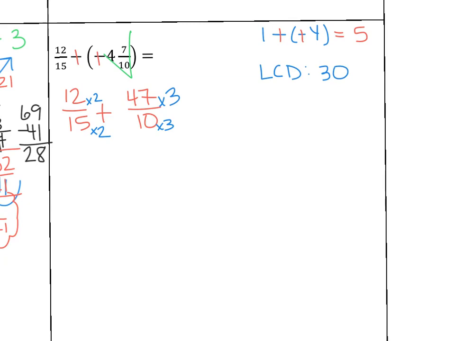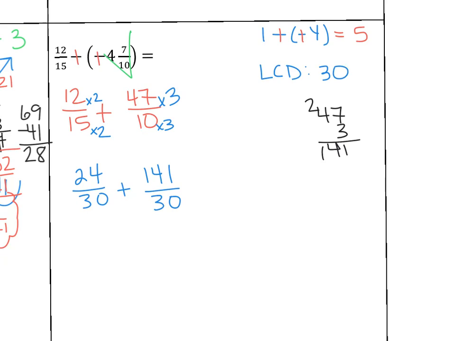And go ahead and find your new answers. We would have 24 over 30 plus 141 over 30. And again, if you need to do that math on the side, 47 times 3. I don't expect any of that to be memorized. Okay, you can verify it that way. And then we're just going to add these together.